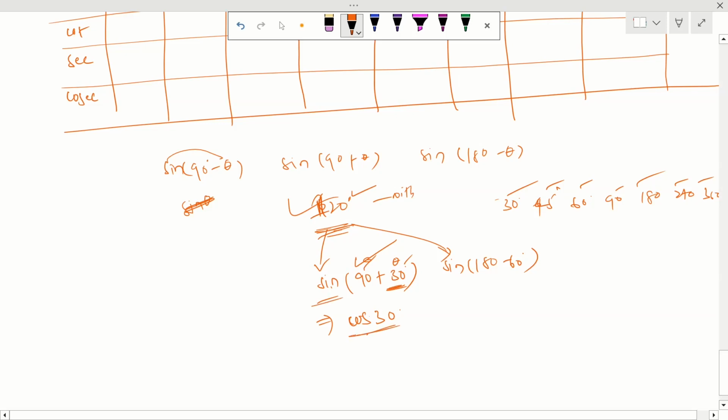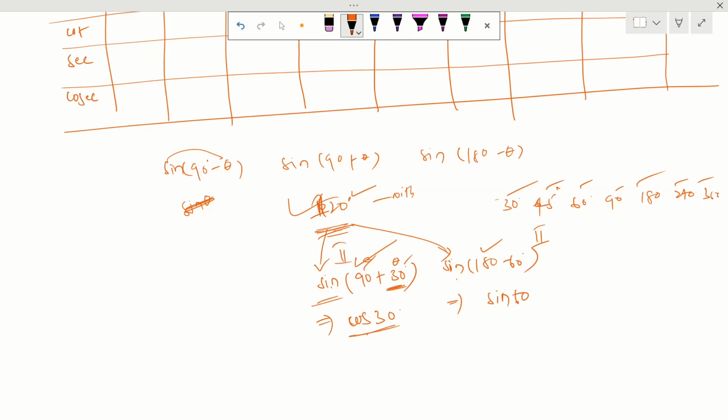This is cos 30. And what about 180 degree? In 180 degree, sine is sine only. And this lies in the third quadrant? The value of sine is sine only, this is sine 60. No, no, it is in the second quadrant. This is also in the second quadrant, and this is also in the second quadrant. The value of sine is positive, and in 180 degree sine is sine only. Then it is sine 60.